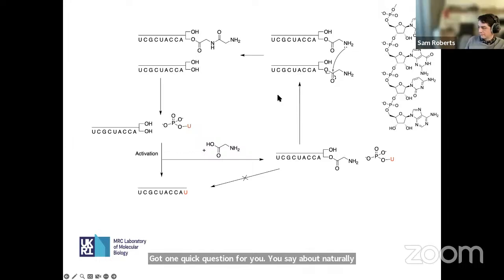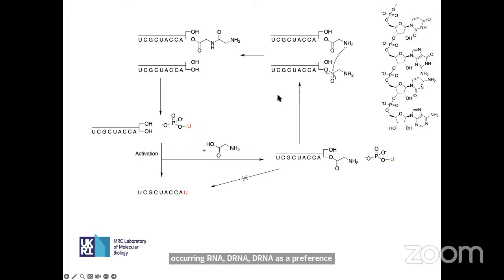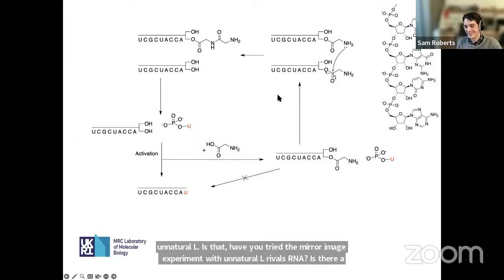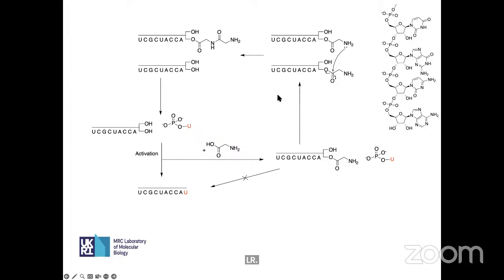...as a preference for L amino acids. Have you tried the mirror image experiment with unnatural L-ribose RNA? Is there a preference for D amino acids? Yeah, I would love to, but it's extremely expensive, and it's a question of time and scale. Yeah, okay.